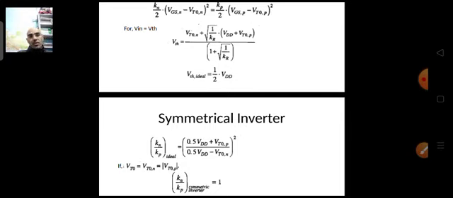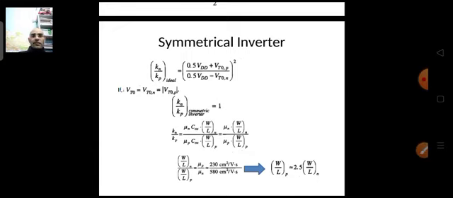So for the symmetrical inverter, if we write the equation in terms of Kn upon Kp for an ideal inverter and substitute the other values, we are assuming that our VTN and VTP are equal, and let's say they are denoted by a certain voltage which is equal to VT0. So for a symmetric inverter, your Kn upon Kp will become equal to 1. Symmetric, so the ratio should be equal to 1.